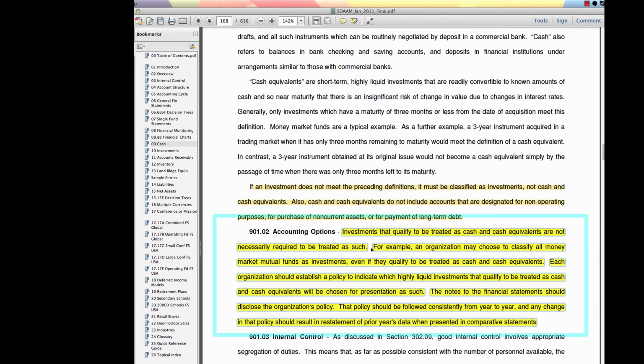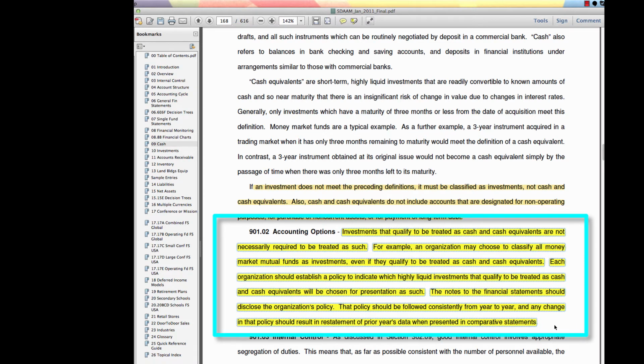Also, if the board has said it wants to set aside money, even if it's entitled to be a cash or cash equivalent, the board can say this money has been designated for non-current purposes. So it can take an action, establish a policy which indicates which highly liquid investments qualify to be treated as cash. So it is possible for the board to take a cash account at the bank and designate that it is not available for current purposes. Okay, and all this must be disclosed, explaining what the purpose of that money is.